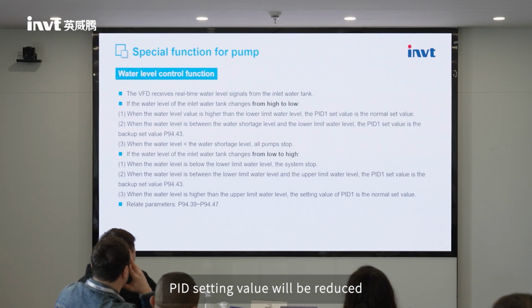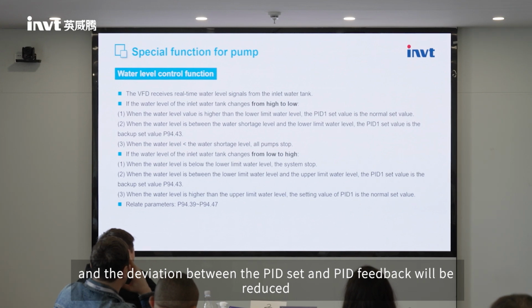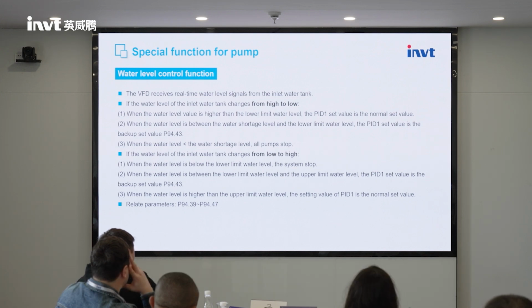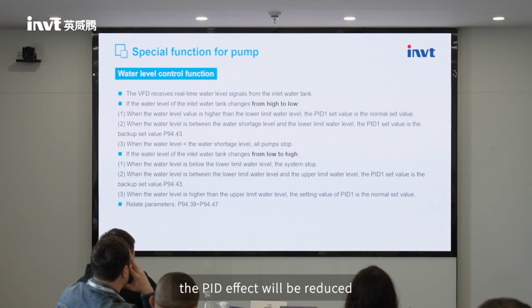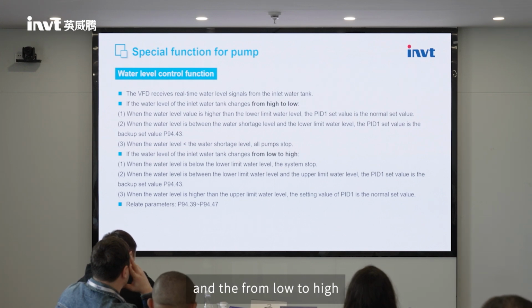P1943. The PID setting value will be reduced, and the deviation between the PID state and PID feedback will be reduced. The PID effect will be reduced, so the motion of drawing will be slower, and this keeps the water level stable. And from low to high, the logic is the same.